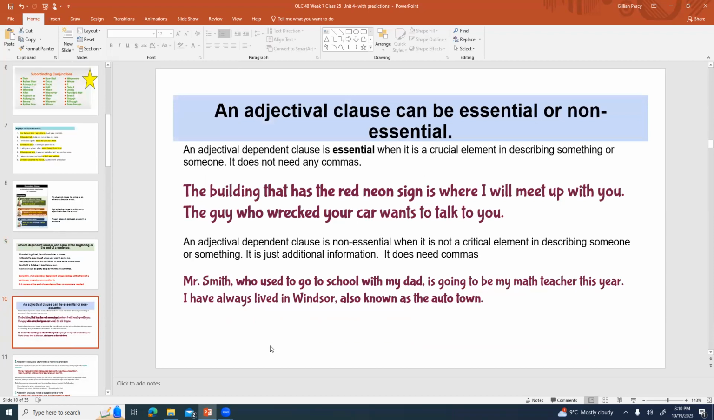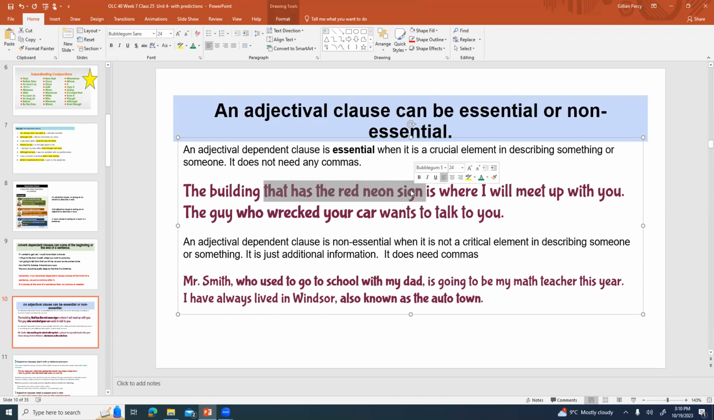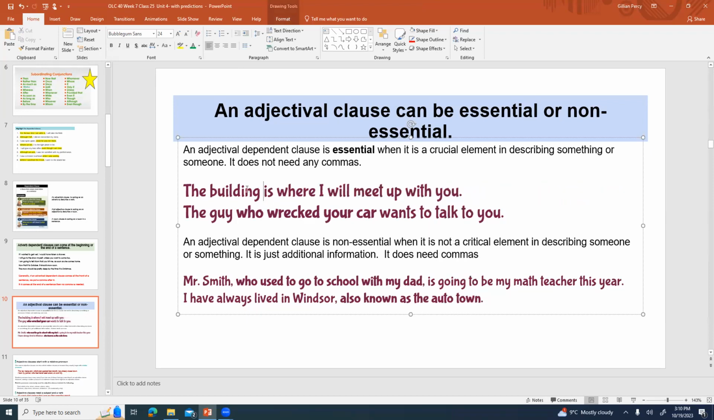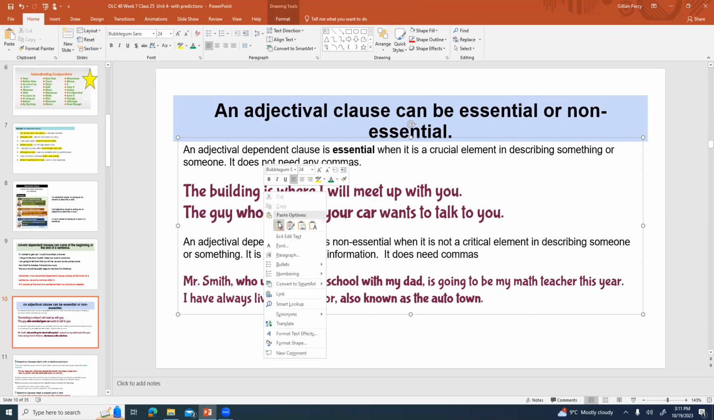An adjective clause can be essential or it can be considered non-essential. When it's essential, it's a crucial element in describing someone or something, and it doesn't need any commas. And the idea is that if you left that clause off, the sentence wouldn't make sense. You wouldn't know where to find whatever you're looking for. So, for example, the building that has the red neon sign is where I will meet up with you. Now, if I just cut that clause out, the building is where I will meet up with you. Well, what building? Where do you want me to meet? I don't get it. So you need to have that information there.